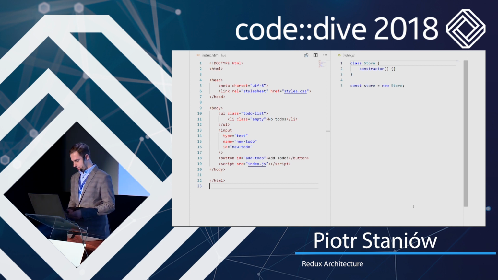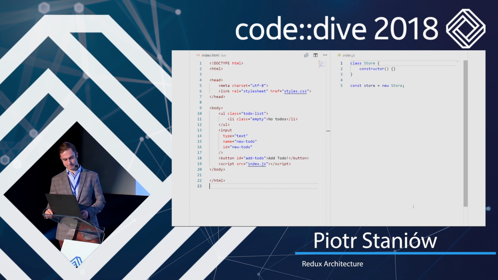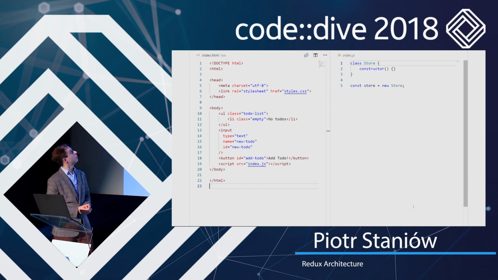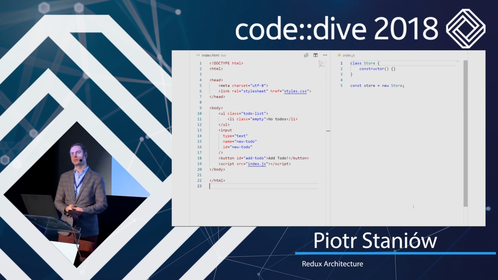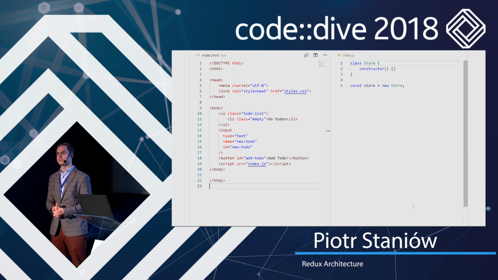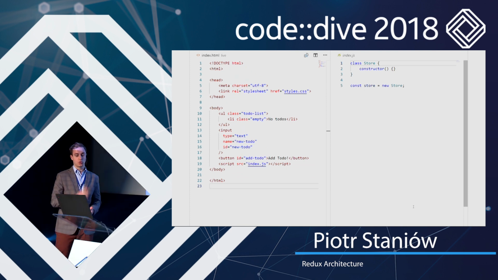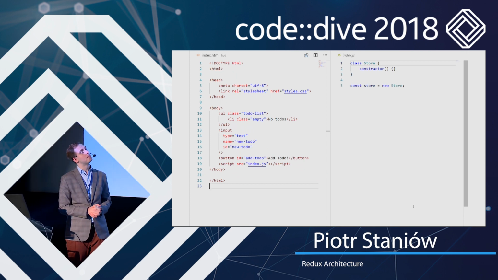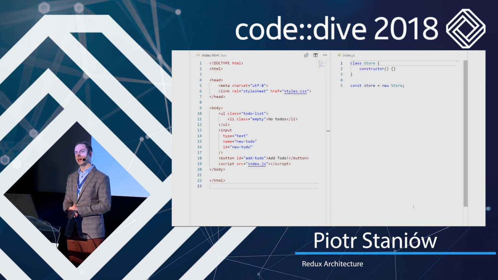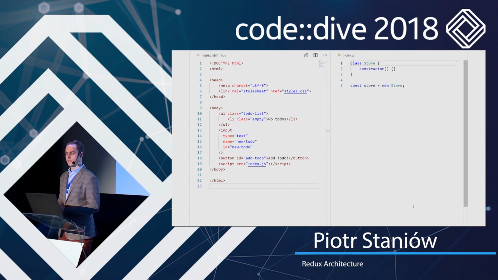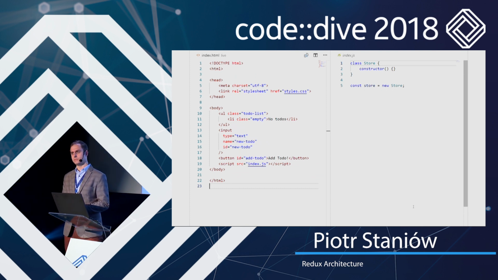So here is a simple beginning. We have some almost empty web page that has a list, an input, a button, and it represents the agent that is interacting with your system. And to the right, we have a store. And this is the main part of any Redux library. It has some means of maintaining your store.